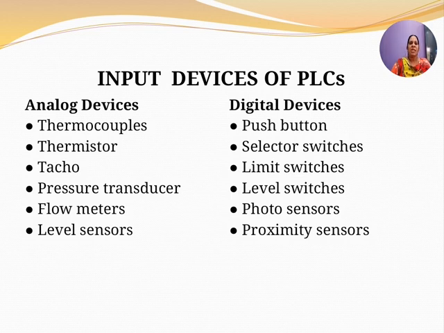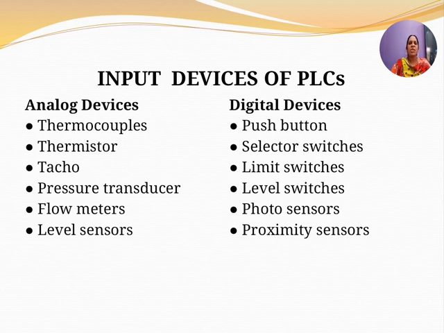The analog devices are the sensors like the thermocouples, the thermistors. Thermocouples convert heat energy into electrical energy. Thermistors convert the heat energy into change in resistance. Tachometers convert speed into displacement. Then pressure transducers, pressure sensors we have, which convert the pressure signal into corresponding analog electrical signal. The flow meters, flow is being converted into corresponding analog signal. Level sensors we have.